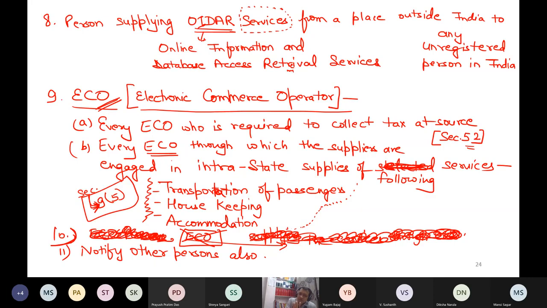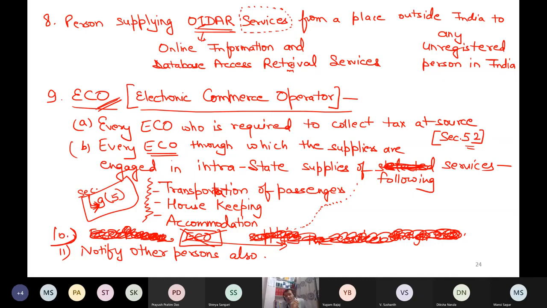For the timing, let us remain at these two issues. Every ECO who is required to collect tax at source has to take compulsory registration, and every ECO through which suppliers are engaged in providing these three interstate supply of services: passenger, accommodation, housekeeping, then also this ECO has to take a registration. One more ECO concept is also there that I will discuss later on.